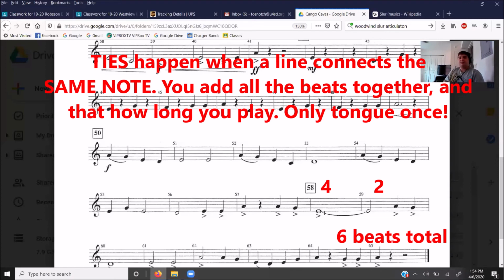So I'm going to play measure 58, and it's going to be for 6 counts. 58 and 59 is 6 counts of an E and then 2 quarter notes. It sounds something like this. 1, 2, ready, go. It was a whole note plus a half note, 4 beats plus 2 beats. And that's kind of how ties work.